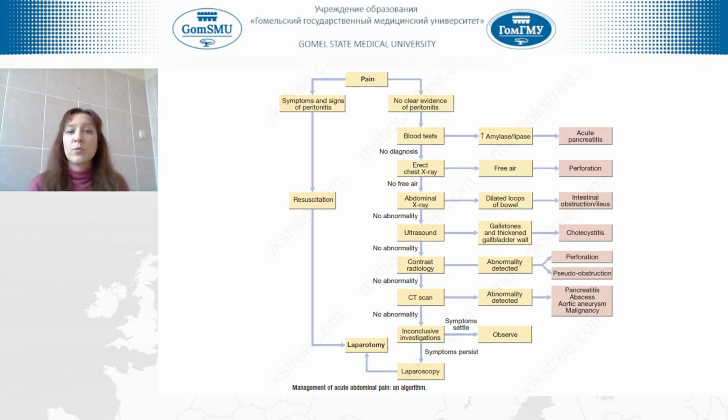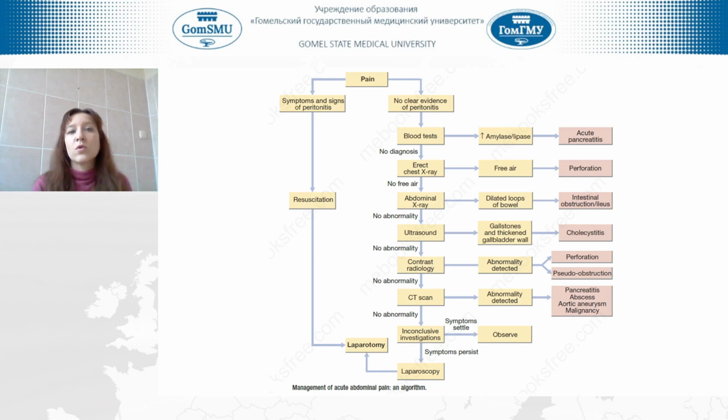Management of acute abdominal pain algorithm. If a patient has pain and presents symptoms and signs of peritonitis, it should be resuscitation and laparotomy. If there is no clear evidence of peritonitis, first, blood tests. If there is an increase of amylase and lipase, it's acute pancreatitis. If there is no diagnosis, chest X-ray, as we can find free air, a perforation. If no free air, abdominal X-ray: dilated loops of bowel suggest intestinal obstruction.